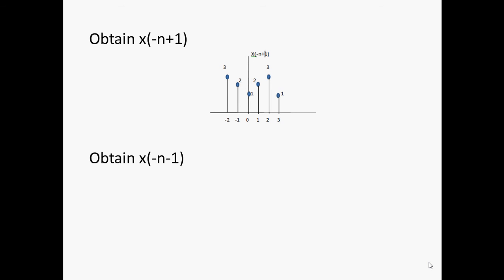Next, x of minus n minus 1. So you just try the same thing for your x of minus n minus 1. What's your k value? It is minus 1. So minus 1 should be added to the starting time period of x of minus n, which is nothing but minus 3. So minus 3 minus 1 becomes minus 4. So from minus 4, 6 values you have to take. So minus 4 to 1.